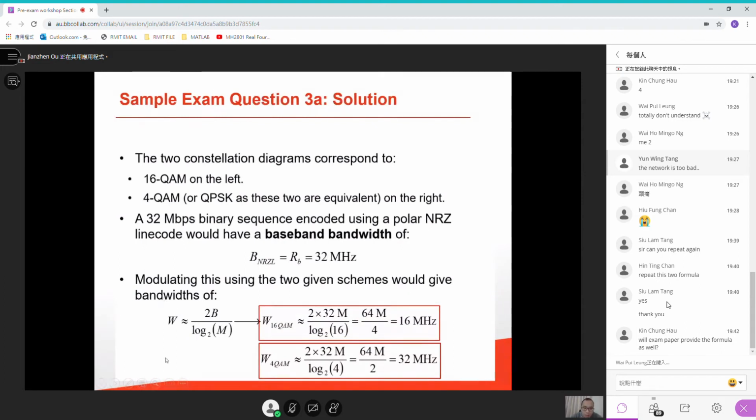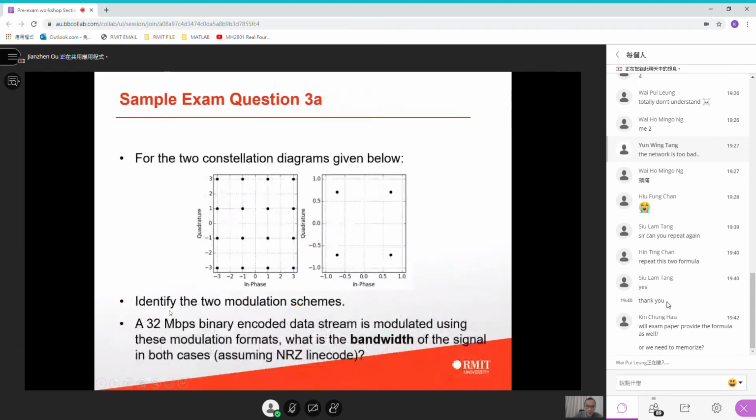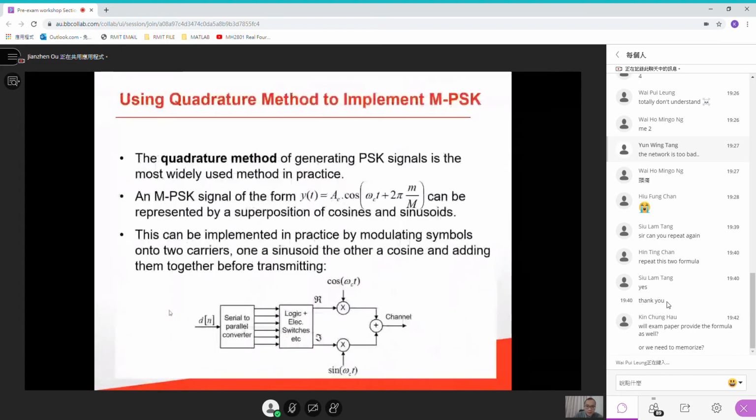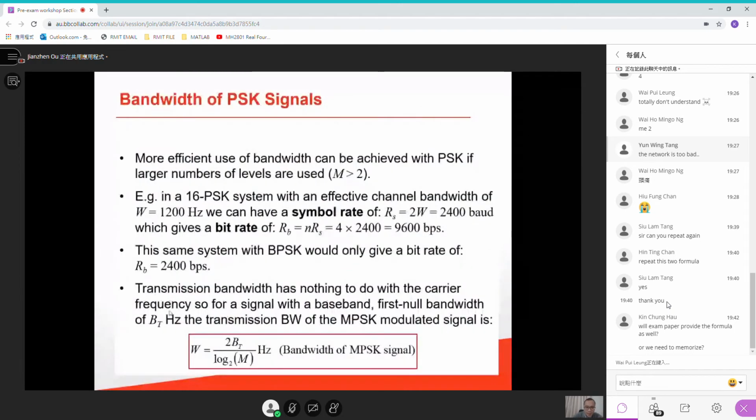Then for this formula here, remember? For the bandwidth of the modulated signal transmission, it's not baseband, it's modulated signals. It is equal to 2 times BT, which is the first null bandwidth of the baseband signal under the line coding scheme, divided by log2 M, and M here is how many levels of the modulation.